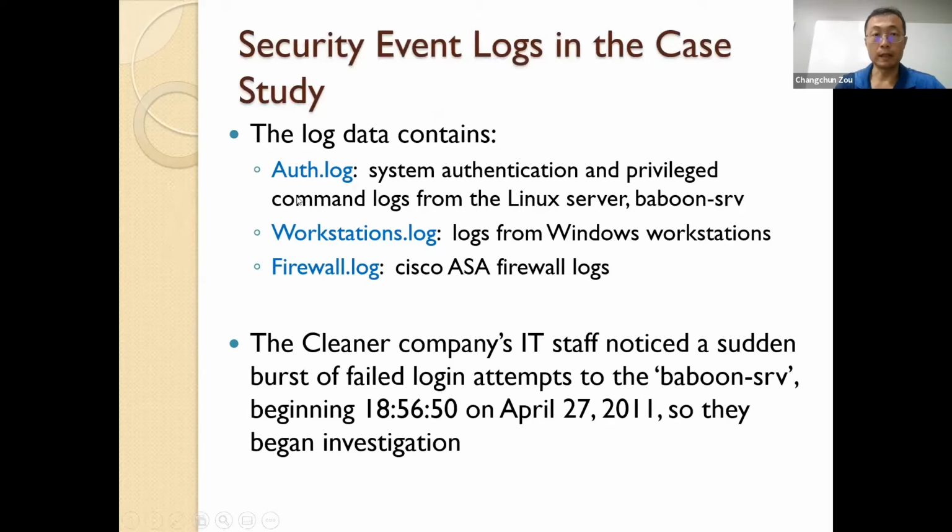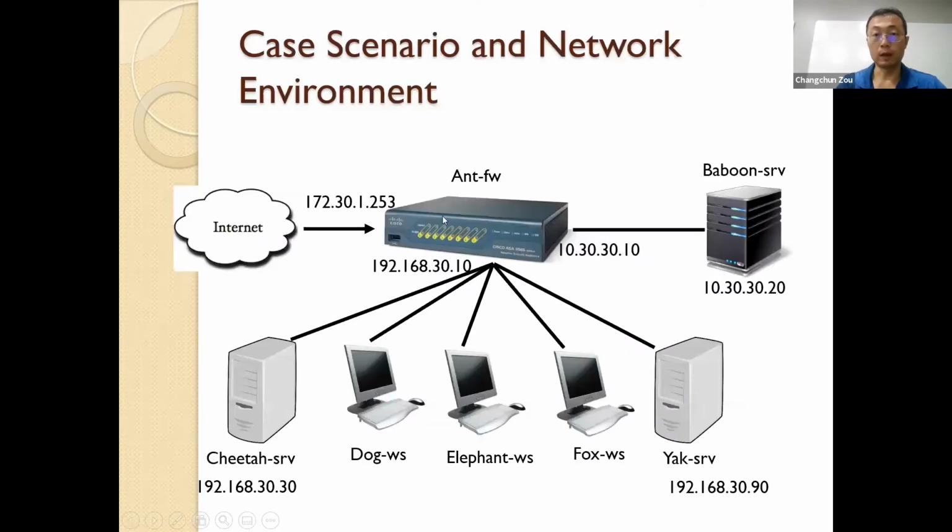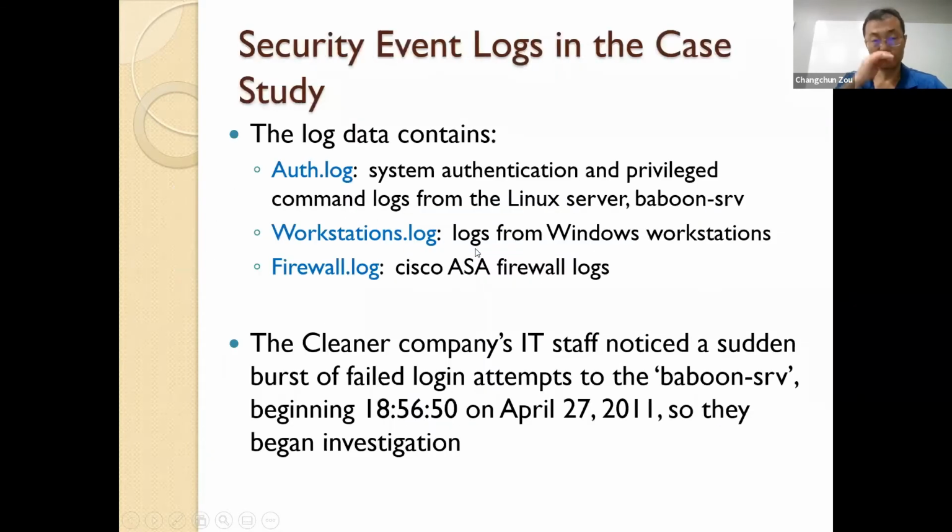This log data contains 3 logs. One is the firewall log, which is from this firewall. And the workstation log from the 3 Windows workstations. This auth.log is from the Linux server. Basically, this is the web server's authentication log file. A web server could have many different log files, but for simplicity here, we only deal with this authentication log file.